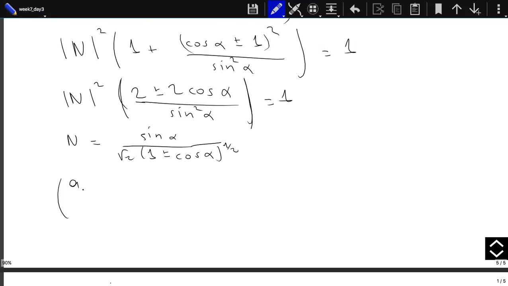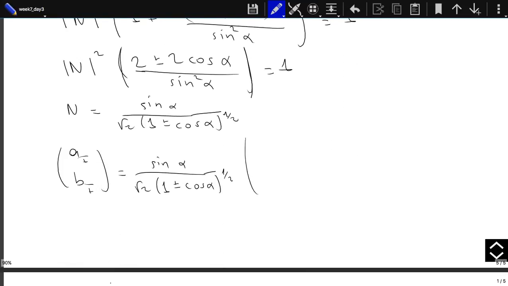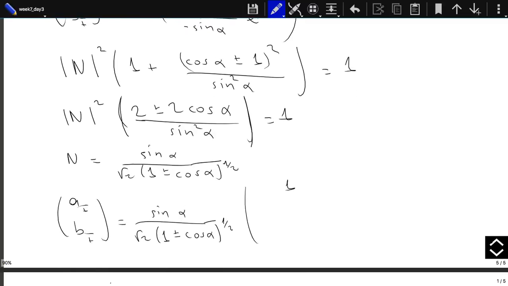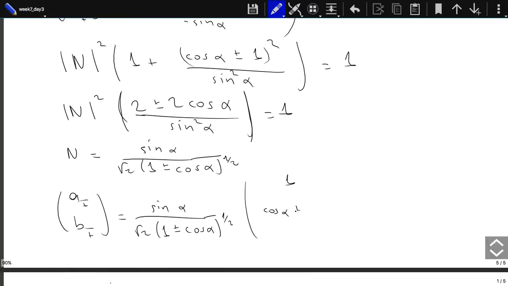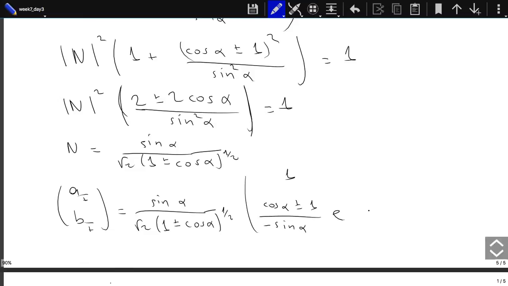So we have this A plus or minus, B plus or minus. This is equal to N, sine alpha over the square root of 2 times (1 plus or minus cosine alpha), 1 over 2, multiplied with 1 and cosine alpha plus or minus 1 divided by sine alpha, minus sine alpha, times e to the power i omega t. These are the normalized states.